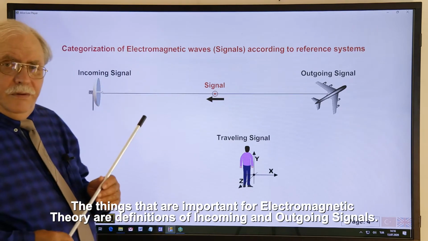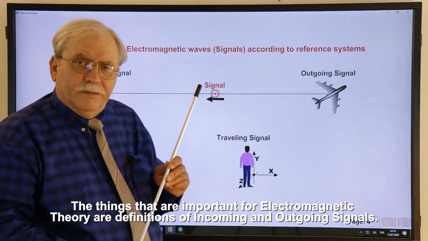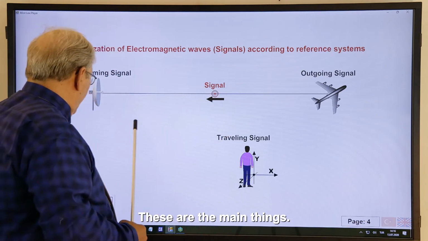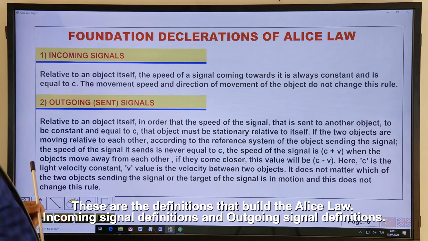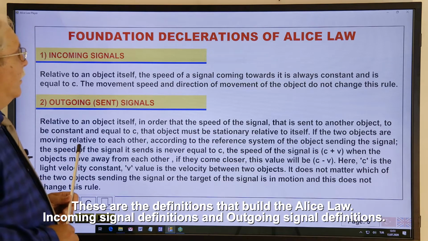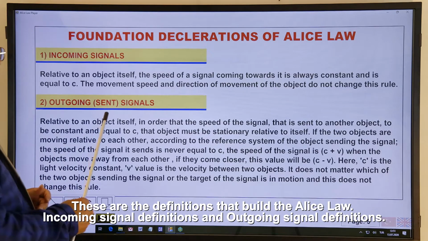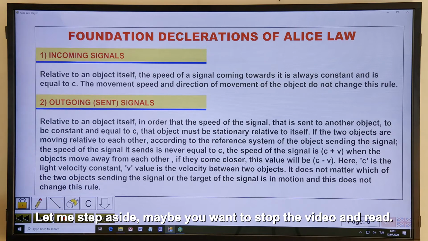The things that are important for electromagnetic theory are definitions of incoming and outgoing signals. These are the main things. These are the definitions that build the Alice Law: incoming signal definitions and outgoing signal definitions. Let me step aside. Maybe you want to stop the video and read.